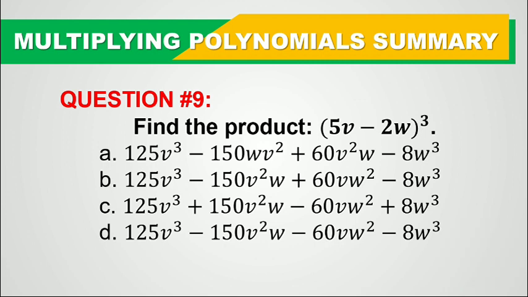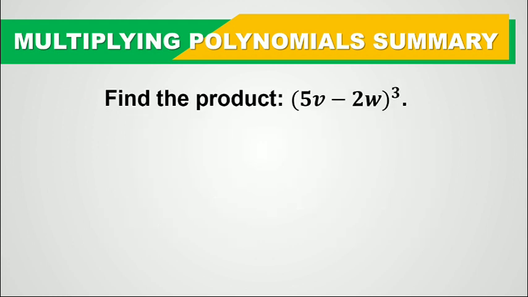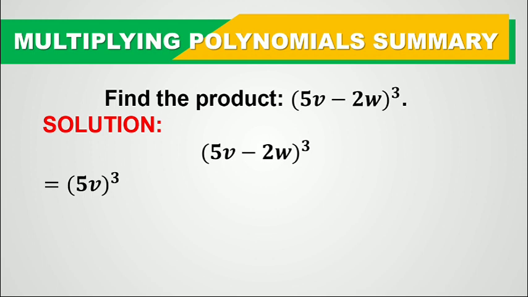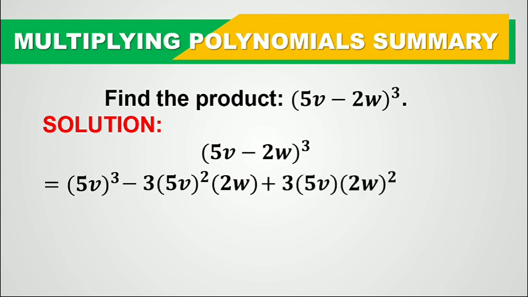So solving this is just similar to what we solved a while ago, with little modifications. Just cube the first term, and then since this is minus, the operation of the second term is subtraction. So minus thrice the product of the square of the first term and the last term, or the second term, and then plus thrice the product of the first term and the square of the last term, and then minus the cube of the last term, or the second term. Then let's simplify.